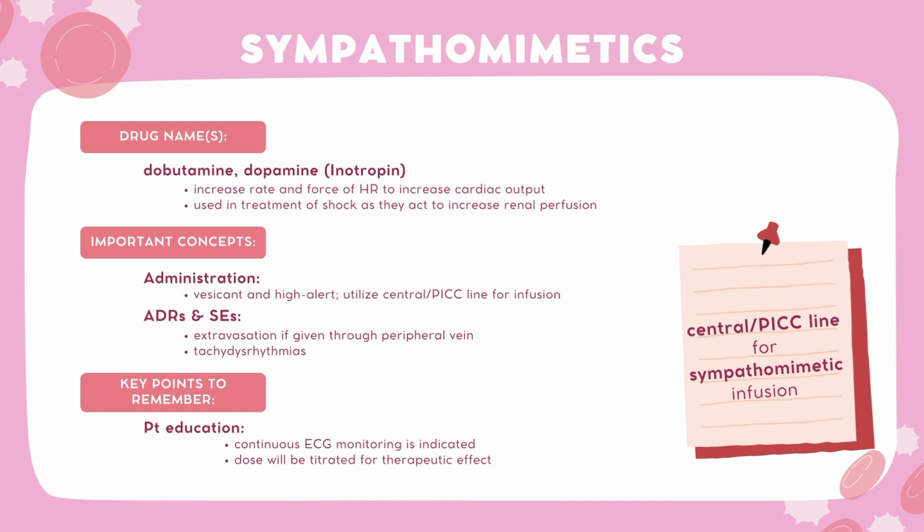Sympathomimetics are medications that increase the rate and force of the heart, also encouraging greater renal perfusion, making these drugs useful in the treatment of shock. Our prototypes dobutamine and dopamine are highly vesicant medications and should only be administered via central or PICC line. These medications will be titrated for effect, and the patient receiving these medications should be under frequent assessments per facility protocol. By increasing the rate and force of the heart, we may send the patient into dangerous tachydysrhythmias, and so the nurse should anticipate continuous ECG monitoring.